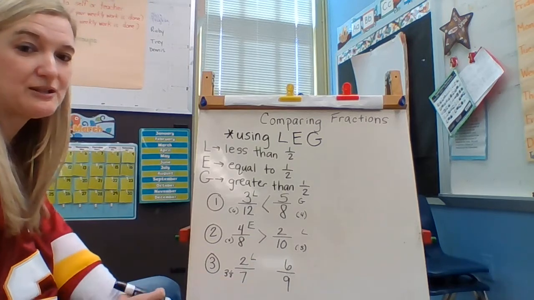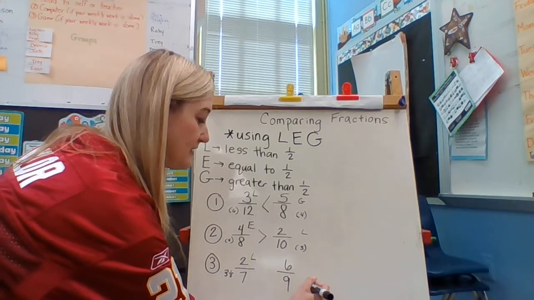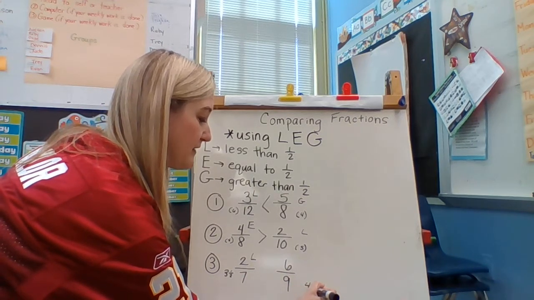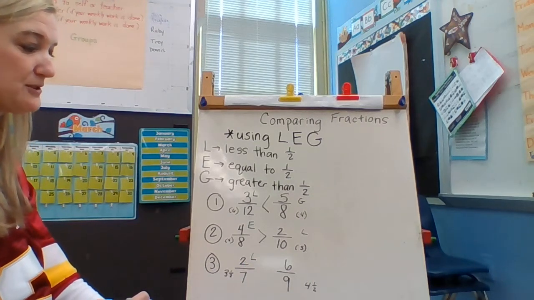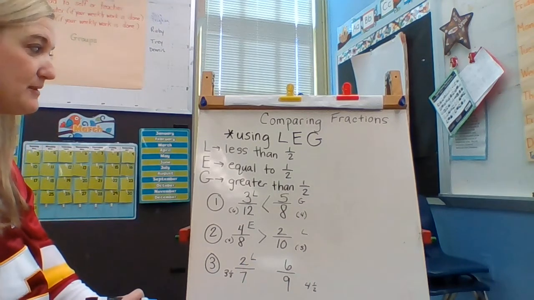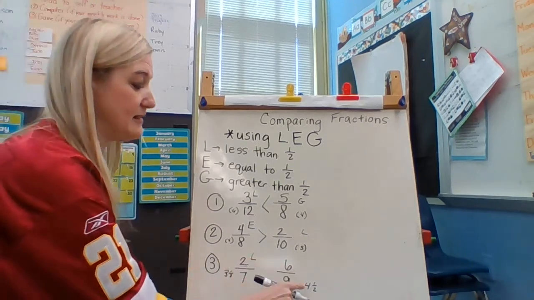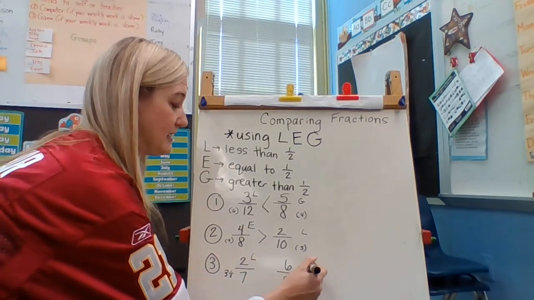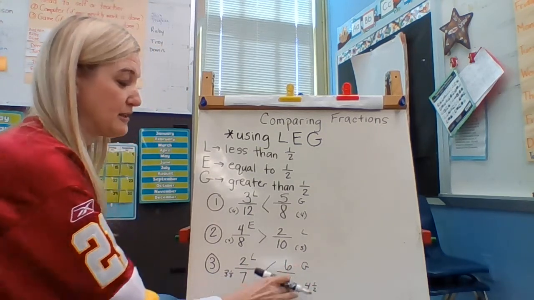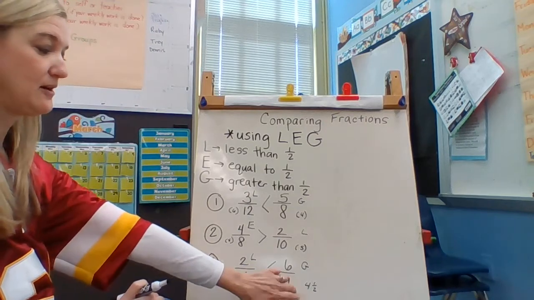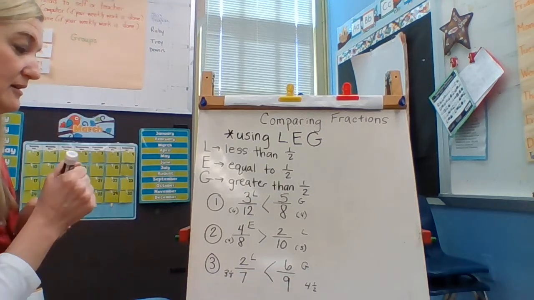Over here, the 9, you do the same thing. Half of 9 is 4.5. So if my numerator was 4.5, which it's not, it'd be equal to 1/2. If it was less than 4.5, it'd be less than. If it's greater than 4.5, it would be greater than. 6 is greater than 4.5, so this is greater. I have a less than 1/2 fraction and a greater than 1/2 fraction, so I know that 6/9 is actually greater than 2/7.